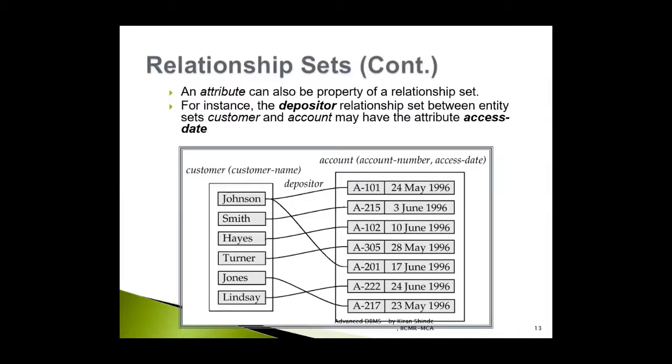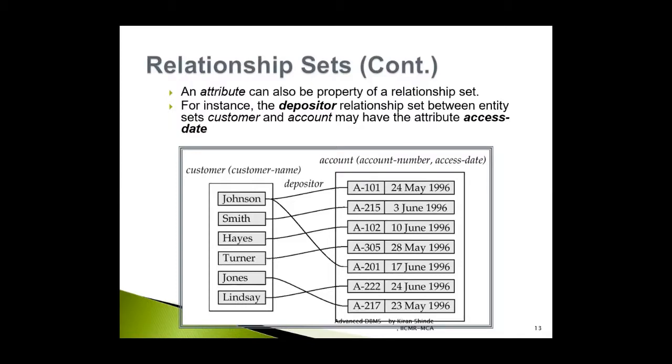Now, if you see this particular example, there are two entity sets, customer and account, and you can see that the customer is associated with account with the help of this depositor relationship set. Means Johnson is a customer who is depositing some money in his account with number A101. Similarly, Smith is depositing some money in account A215.